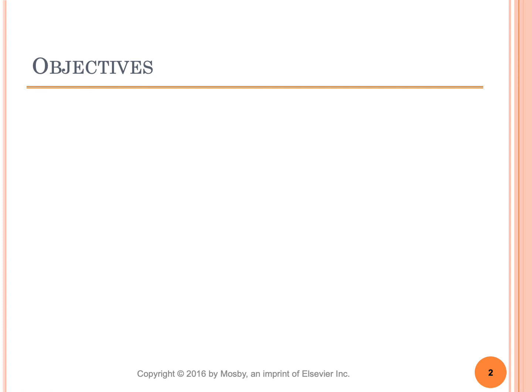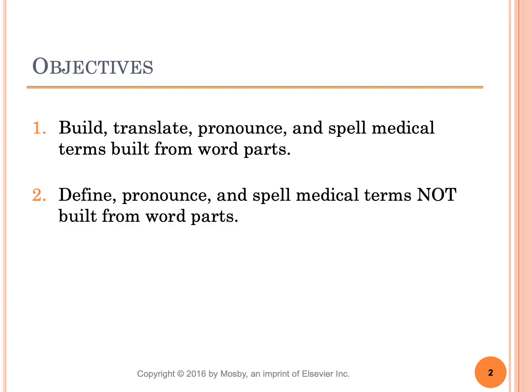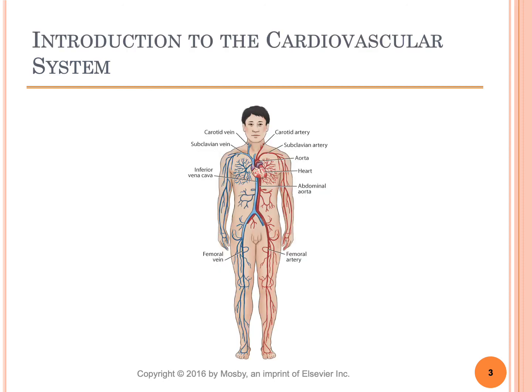So some objectives for this lesson include building, translating, pronouncing, and spelling medical terms built from word parts, as well as those not built from word parts. We're also going to learn about some abbreviations associated with the cardiovascular and lymphatic systems, as well as learn to identify medical terms by their clinical category.